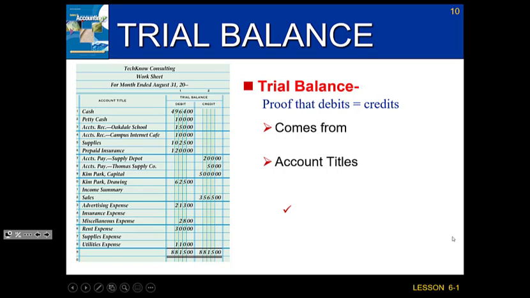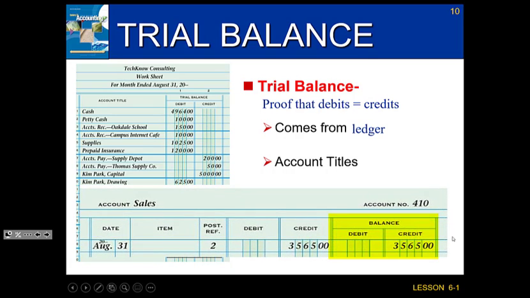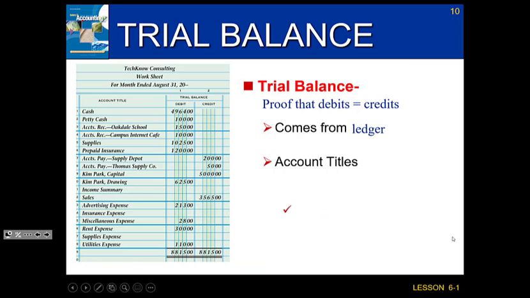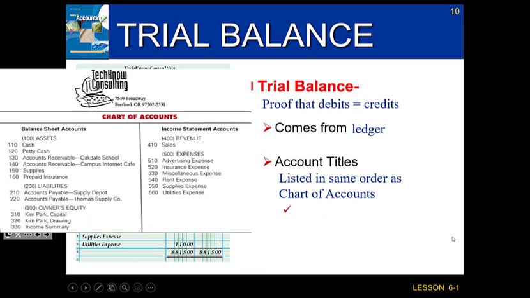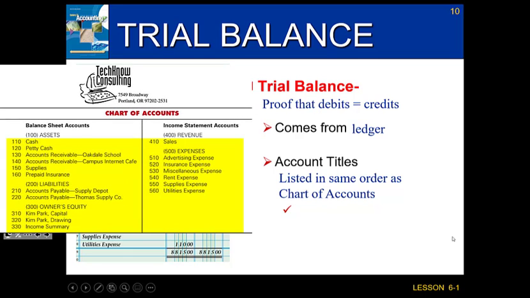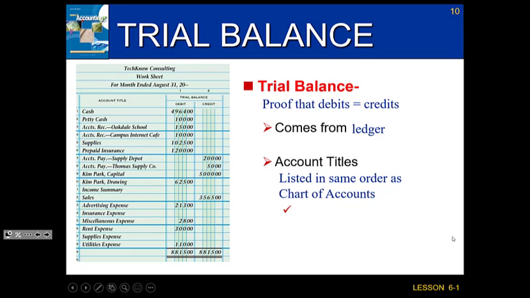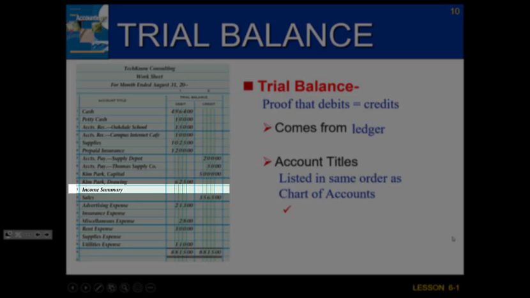The trial balance information comes from the general ledger and is first a list of every single account title, and that goes in the same exact order as our chart of accounts. The only weird one that's going to be in here is this income summary.